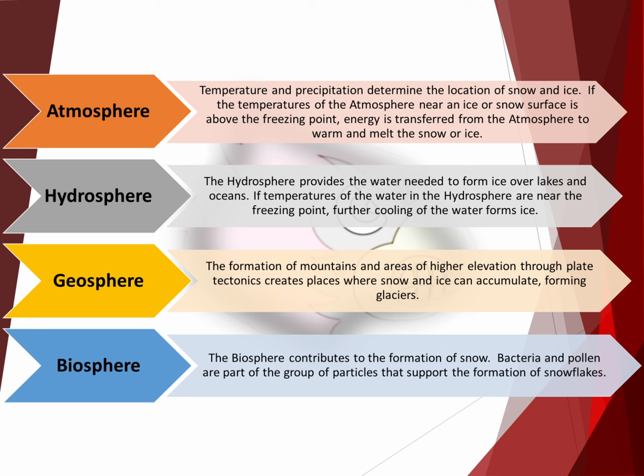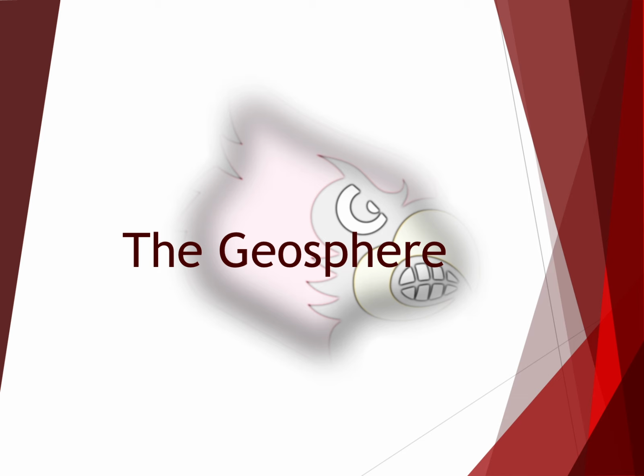Energy is distributed around the Earth continuously when heat is transferred between the atmosphere, the hydrosphere, the geosphere, and the biosphere under the influence of the global circulation system. So the first sphere that we are going to look at in detail is the geosphere. So our next main idea is going to be the geosphere.